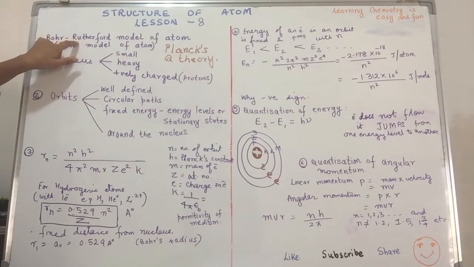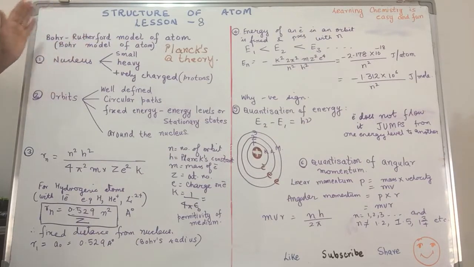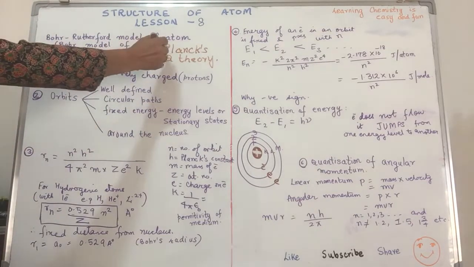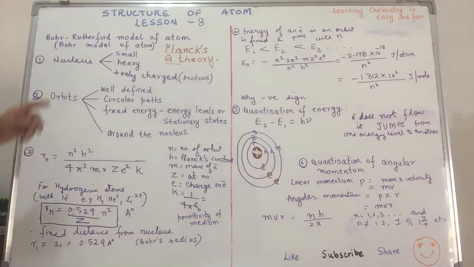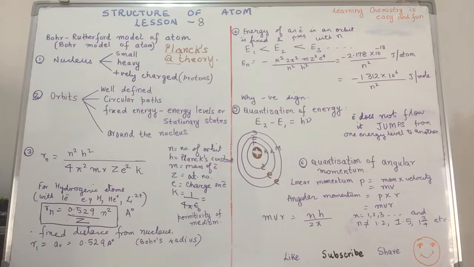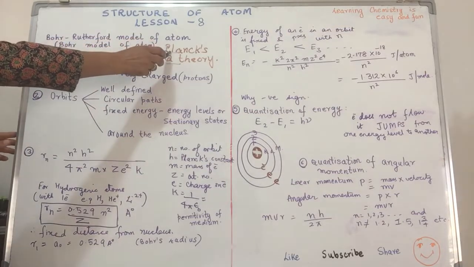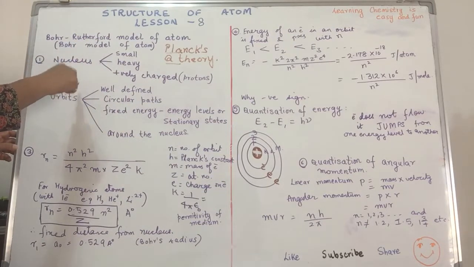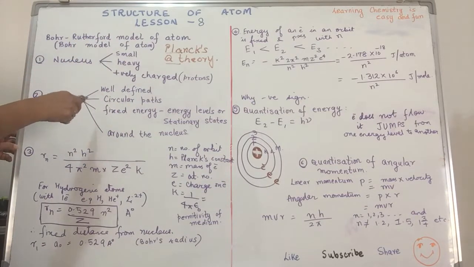Because Bohr picked up a few suggestions from Rutherford's model of the atom and modified them in order to incorporate Planck's quantum theory, and based his model of the atom on this theory known as Planck's quantum theory. Now, if you are not very clear about Planck's quantum theory, I would suggest that you go back to lessons number 6 and 7 in this series of videos, so as to be fully clear, because otherwise you will find it difficult to correlate to what we are going to talk about today.